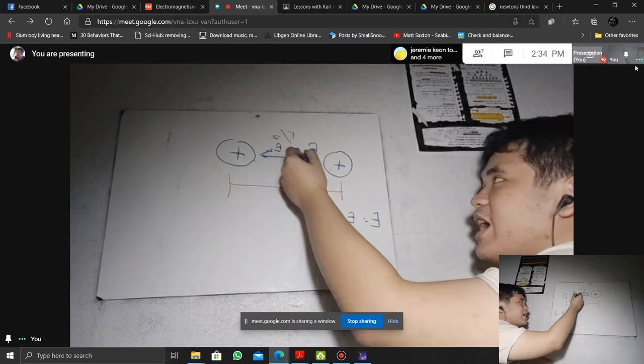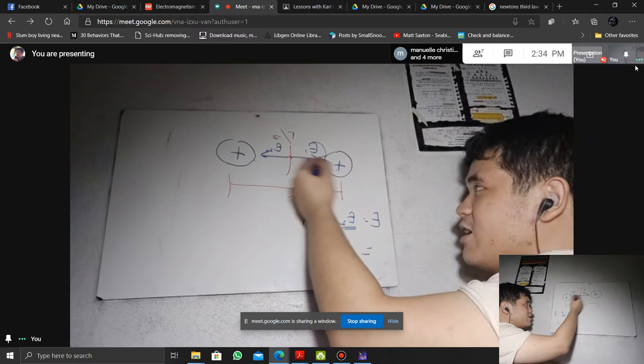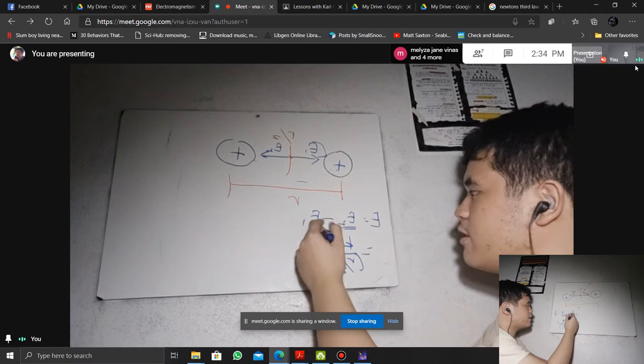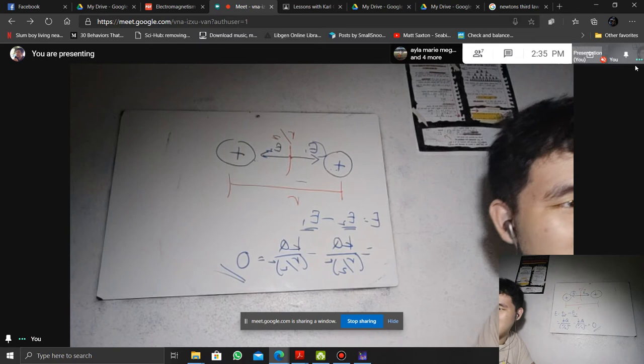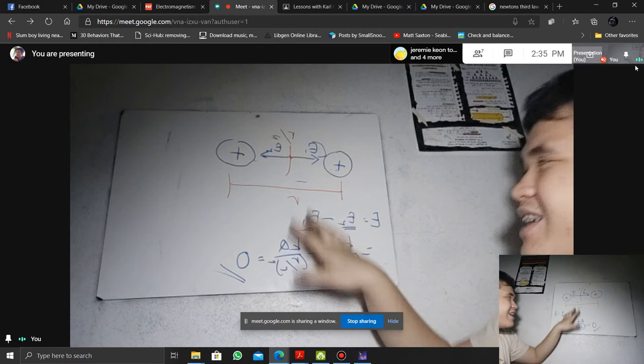Ito, E2 is KQ over (R over 2) squared. Then, ito, ganun din. Minus KQ over (R over 2) squared. So, if we see 0, it cancels out. Yun ang ibig sabihin ko. If we look at the figure din naman, dahil nasa gitna siya, magka-cancel out siya. Diba? Kasi equal yung magnitudes, no? Tapos, let's compute the potential.